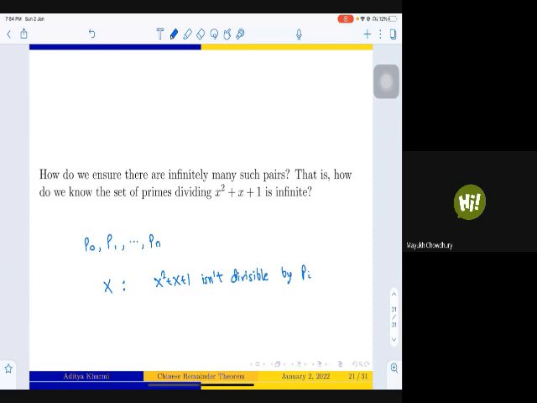The construction he gave was p0 p1 till pn, the product, plus 1. In this case also, a similar construction works. If we set x to be equal to the product, then pi and x squared plus x plus 1 are coprime for all i. This implies that none of these primes can divide x squared plus x plus 1 if x is this. But it must have a prime factor because it is greater than 1, and so we have a contradiction.